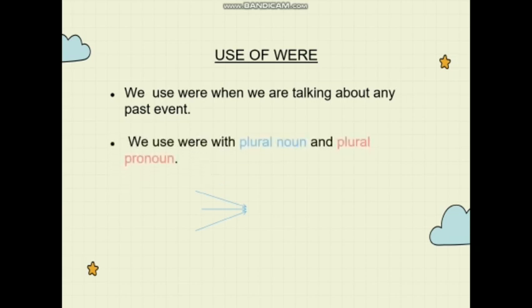Now what is the difference then? Difference is we are using it with the plural noun and the plural pronoun. Was को use कर रहे थे singular noun and pronoun. Were को use करेंगे plural noun and pronouns. Like for example, we, you, they. These are all plural nouns and pronouns. So we are using were with them when we are talking about the past events.